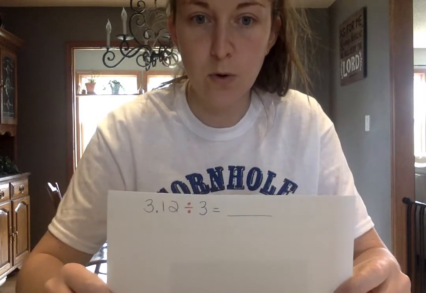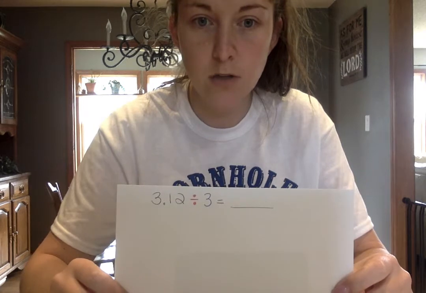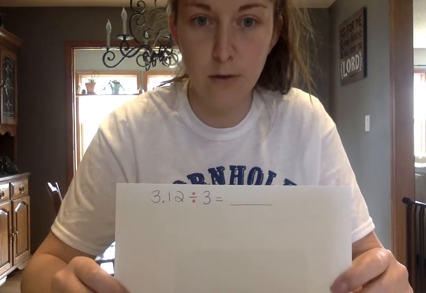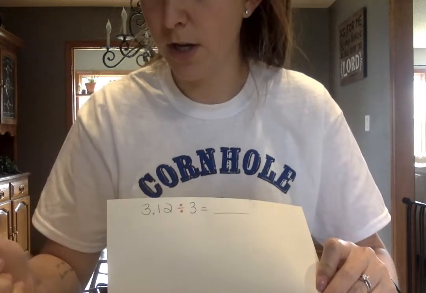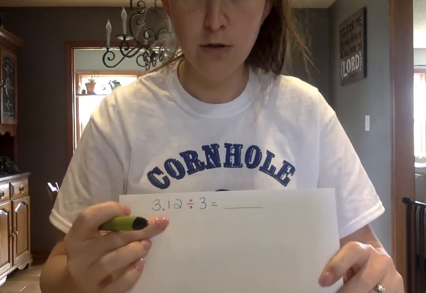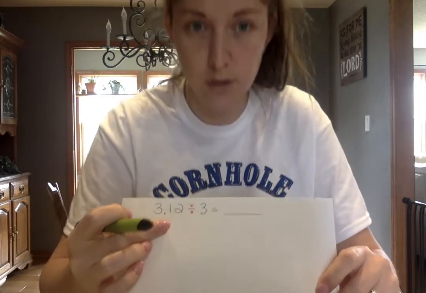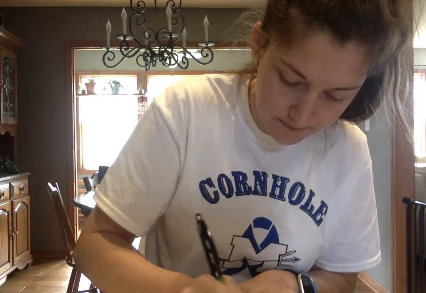So the first thing that I want to go over very quickly is just a quick reminder on the parts of a division problem that we talked about at the beginning of the year. So for example, I have this problem here, 3 and 12 hundredths divided by 3. The first thing that I want to talk about is what each of those numbers represent. I'm going to start with the 3 and 12 hundredths. The 3 and 12 hundredths is the what part of the division problem. So this is going to be your dividend, and I'm going to label it as dividend on my sheet.